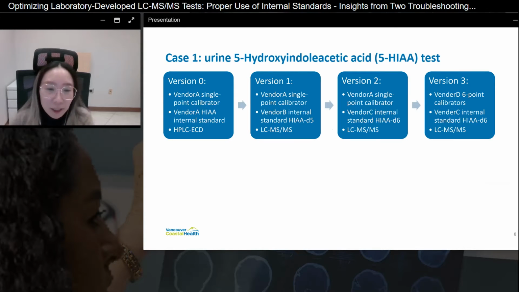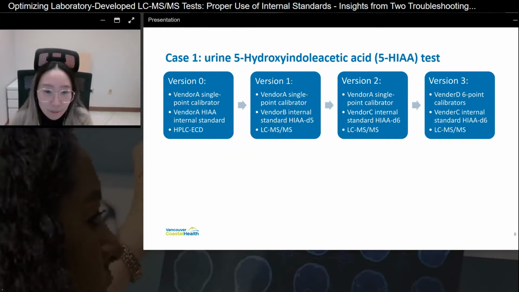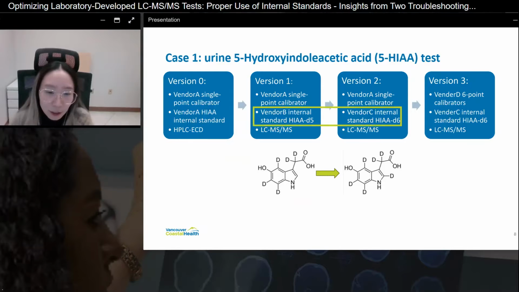And here is some history and context for our 5-HIAA assay. So first version, before introducing to the mass spec, we originally used HPLC with electrochemical detection, and the first version of a mass spec method used the same single point calibrator as the previous HPLC method, and we introduced a D5 deuterated HIAA internal standard. And then due to supply issue in the second version, we switched to a D6 internal standard and validated this method changes.